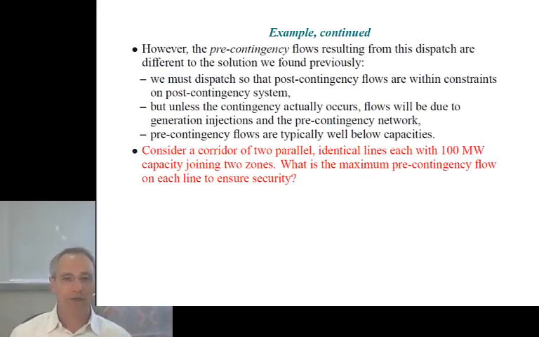However, we need to understand that the pre-contingency flows resulting from this dispatch are different to the solution we found previously. The dispatch condition applied to the pre-contingency system has all of the lines in service. We must dispatch so that pre-contingency flows are within the constraints, but unless the contingency actually occurs, the flows will be due to the generation injections and the pre-contingency network. Indeed, the pre-contingency flows are typically well below the capacities of the network.